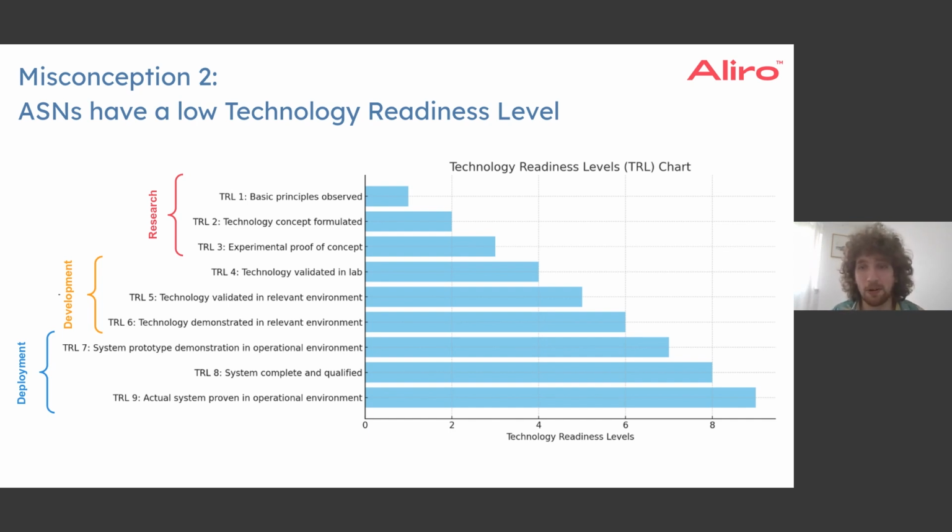Something that is very important to note is that the TRL scale is not linear. It does not take the same level of cost, effort, and time to progress at each level. This has actually been the case with ASNs.